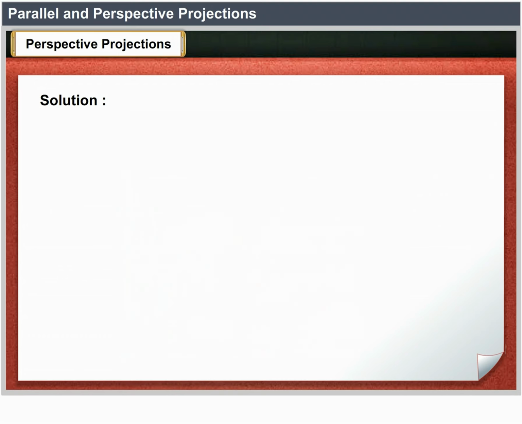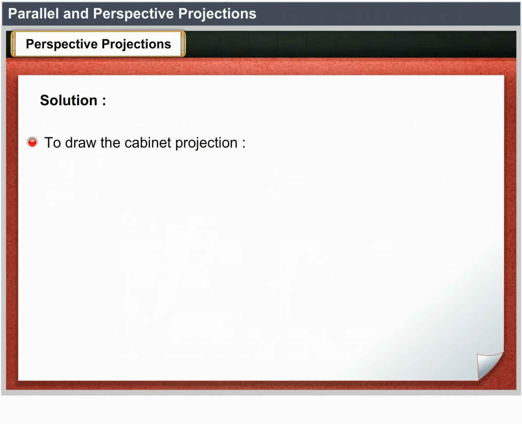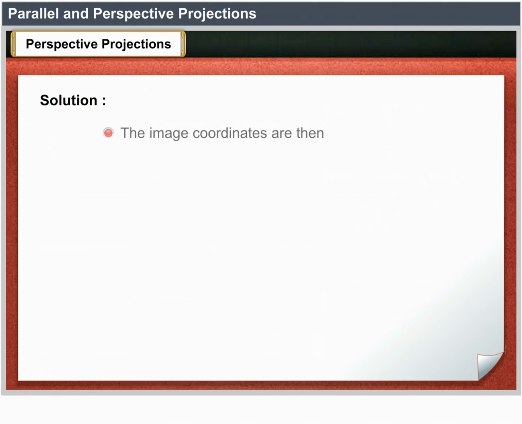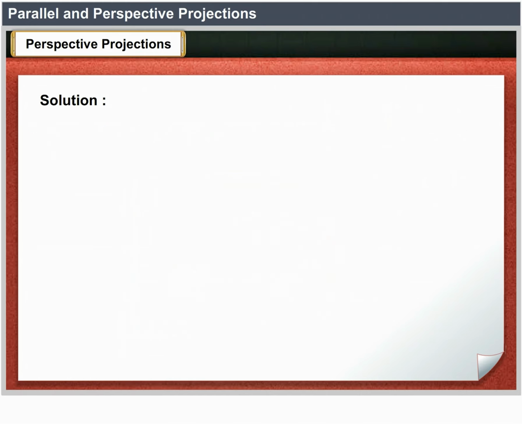Refer to this figure. To draw the cabinet projection, refer to this matrix. The image coordinates are then as shown here. This is the resulting figure.